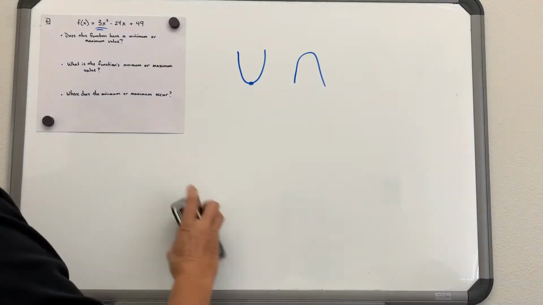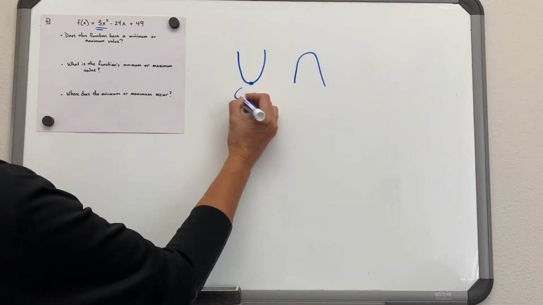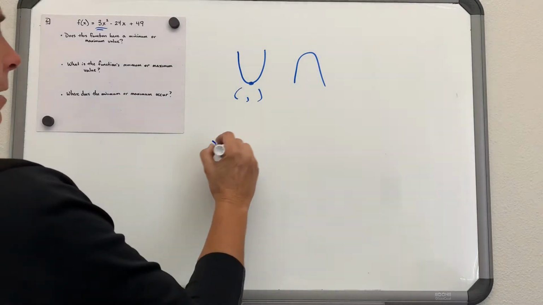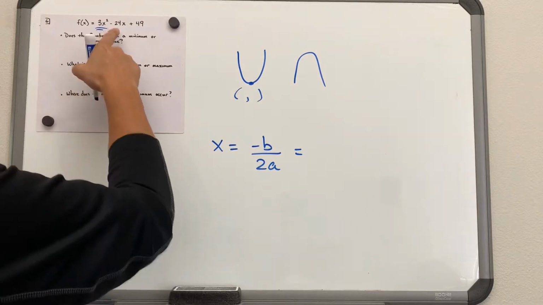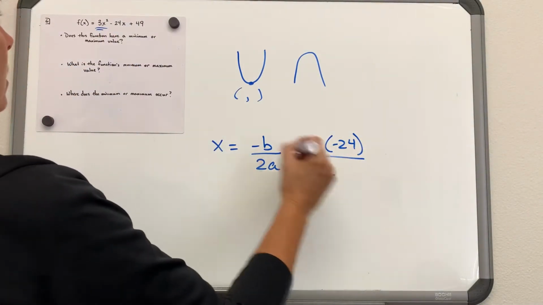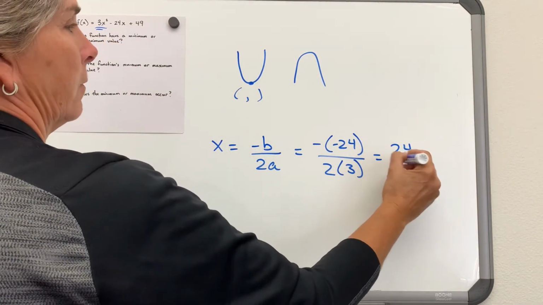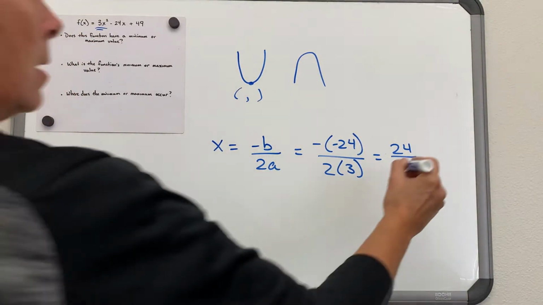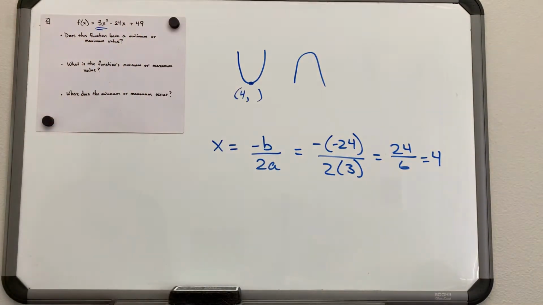It says, what is the function's minimum or maximum value? So when you're dealing with parabolas, to find the point, because this is a point that has an x and a y coordinate, the formula is x equals negative b over 2a. So in this case, our b is a negative 24, and our a is a 3. So if I simplify this, I get 24 over 6, which is 4. And that gives me the x value of that point.